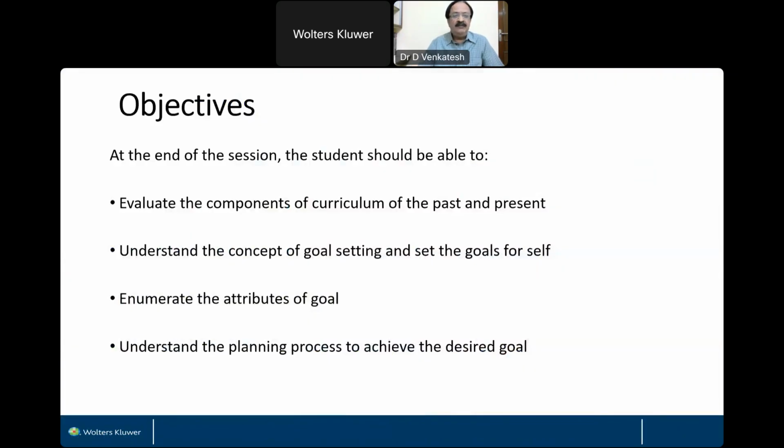We'll start with the objectives for the session. Evaluate the components of the curriculum of the past and present, because they have already been talked about the curriculum and its various positives. Understand the concept of goal setting and set the goals for self, and then enumerate the attributes of the goal. A goal is something which is set, and you need to plan to achieve the goal. I'll also give some tips on the planning process to achieve the desired goal.